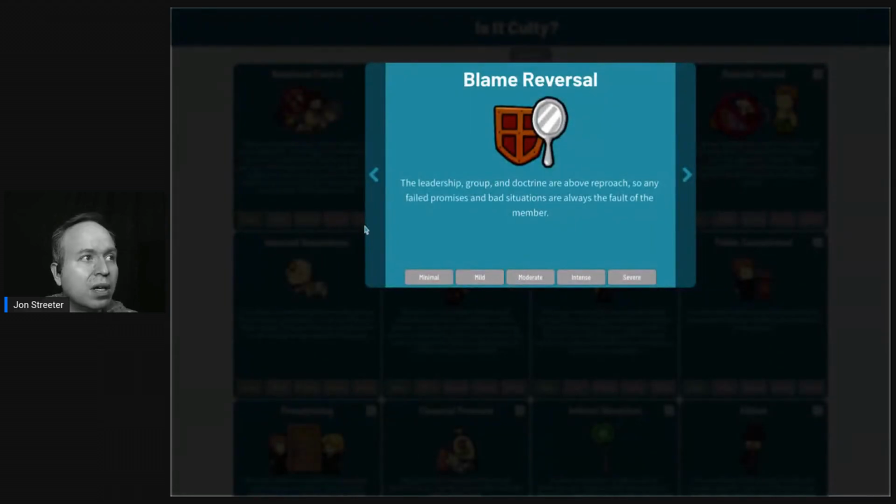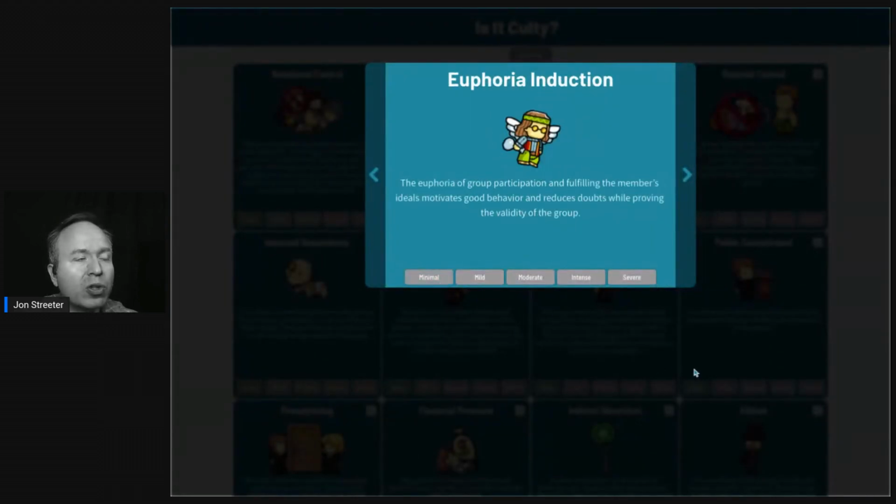No. Right. Euphoria induction. The euphoria of group participation and fulfilling members' ideals motivates good behavior and reduces doubts while proving the validity of the group.